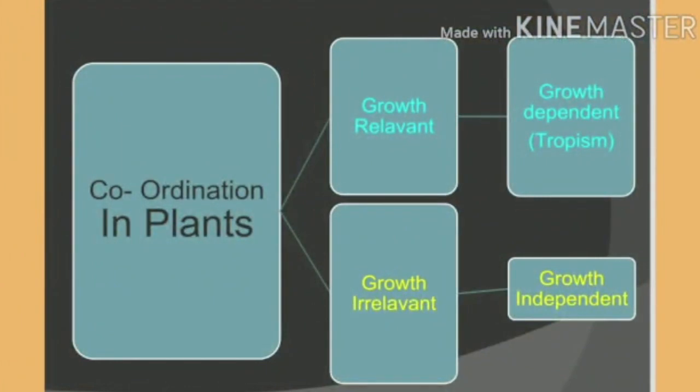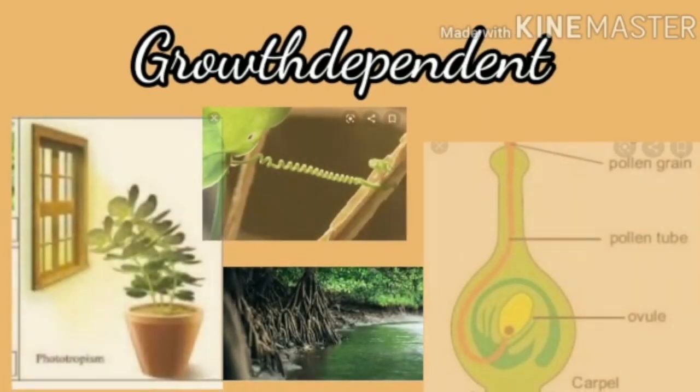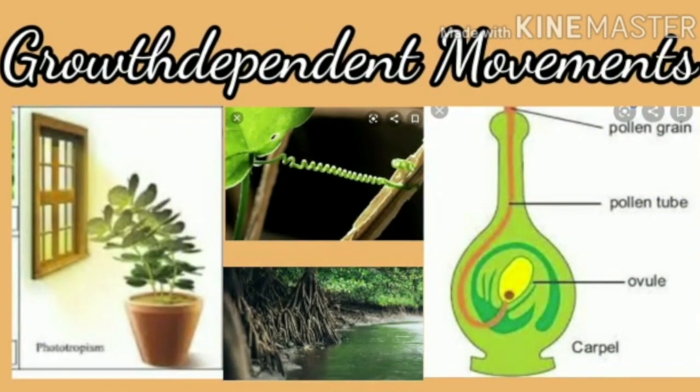These response movements are of two types, growth dependent and growth independent. So first let's talk about the growth dependent movement. This growth is the response to external environmental stimuli. This growth dependent movement is also called tropic movement. Depending upon the kinds of stimuli, types of movement are of many kinds. Let us see them one by one.